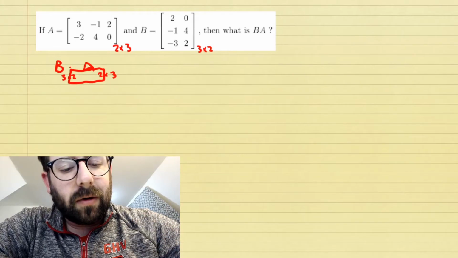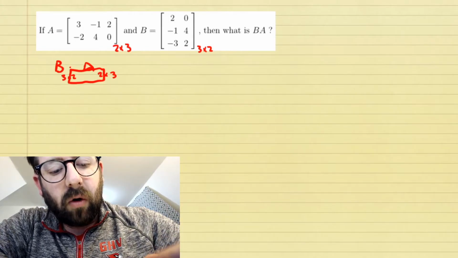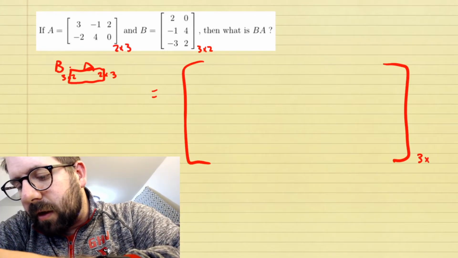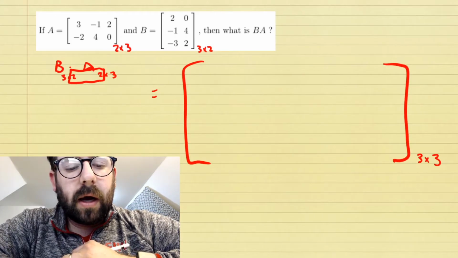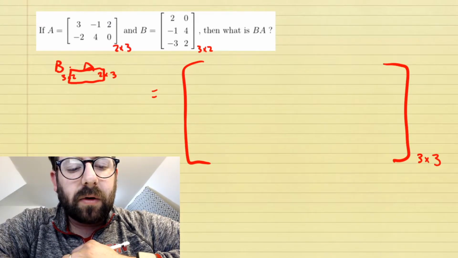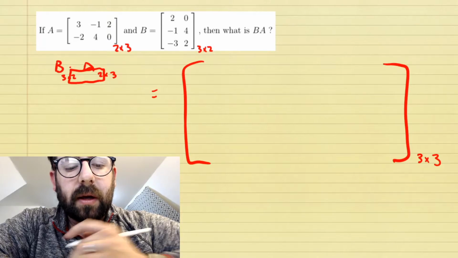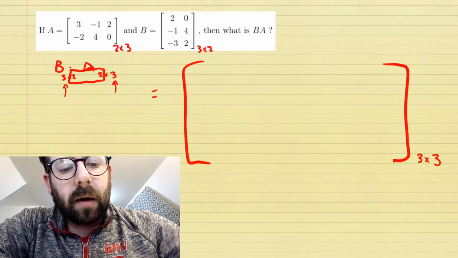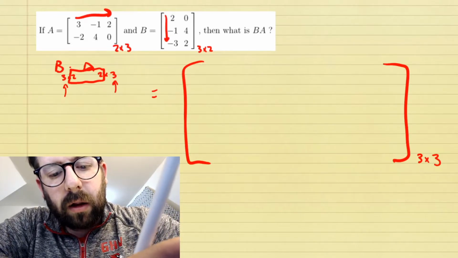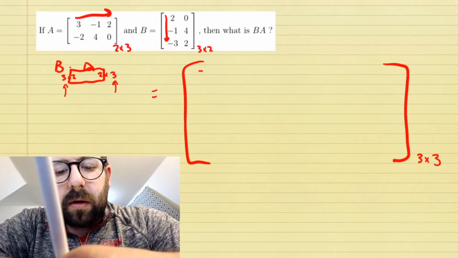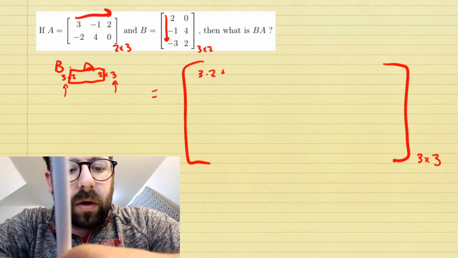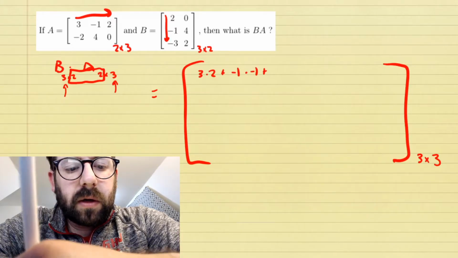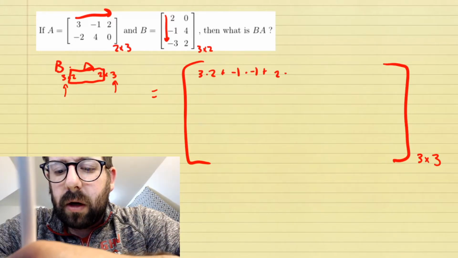I'm sorry I didn't explain that earlier, but the overall matrix on this one is going to be a 3 by 3. It's going to be a 3 by 3 matrix in the long run. How I know that is because the outer dimensions, when you multiply, are what you're going to be the size of. So row, column. So this is going to be 3 times the 2 plus the -1 times the -1 plus the 2 times the -3.